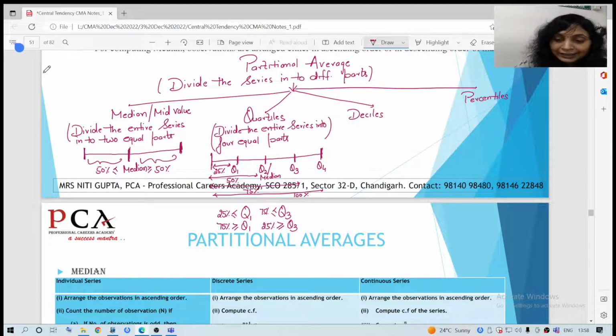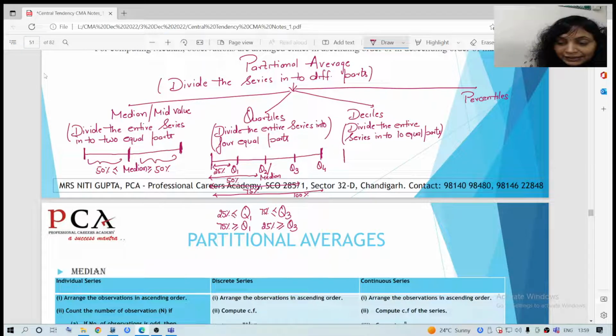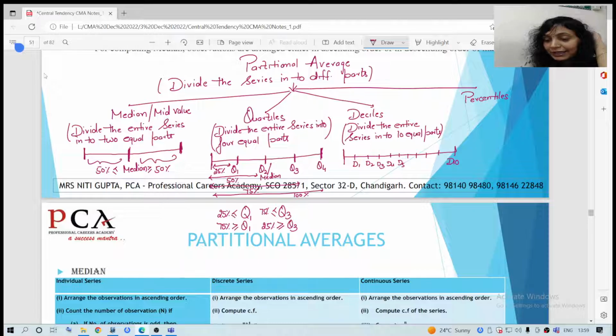Next we have deciles. Deciles divide the entire series into 10 equal parts. So that means if this is a series, D1, D2, D3, D4, D5, D6, D7, D8, D9, D10. So this is called deciles, which divide the entire series into 10 equal parts.